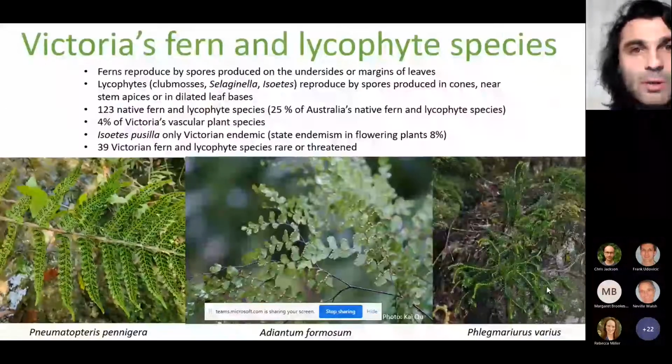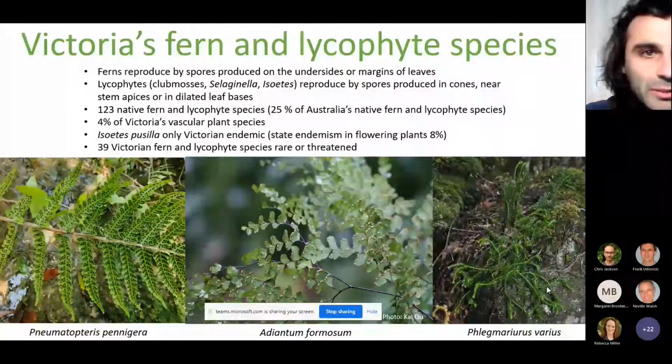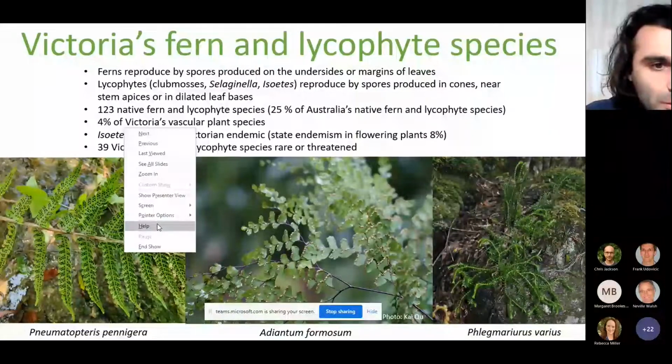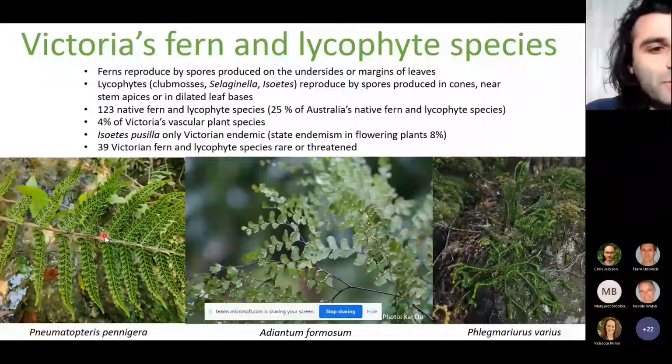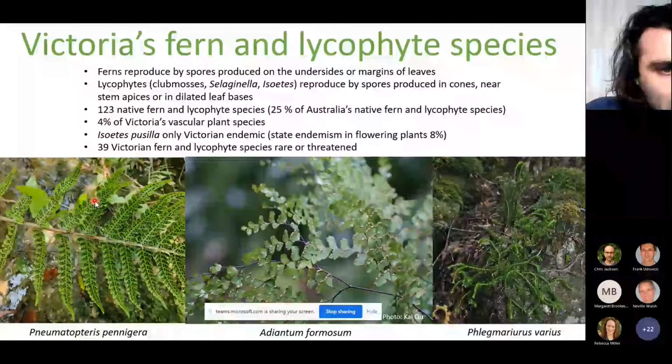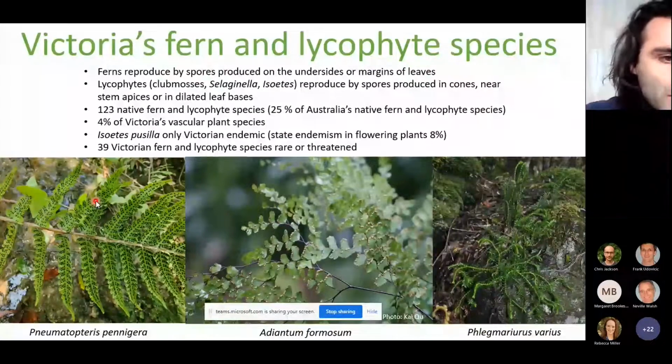So before I go into any further detail of the spore bank, I'll just have a bit of a discussion about what plants we're dealing with here. So ferns reproduce by spores produced on the undersides of leaves or on their margins. Just to point to this photo here, this is a typical fern that shows that the spores are produced on the undersides of the leaves, which in ferns are called fronds. Those black spots on the undersides are actually aggregations of capsules that contain the spores. So there's lots and lots of spores produced on those undersides there.